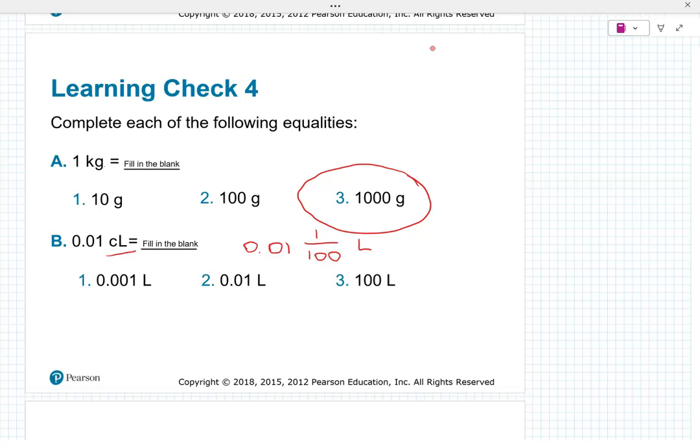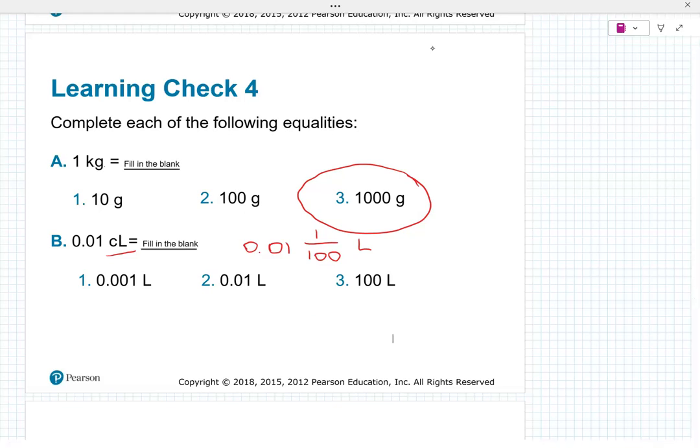I'm not going to torture you. The people who designed it made a typo. None of these answers is correct. Think about this. It's going to be 0.001. 1 centiliter is the same as that. Do you agree with me?